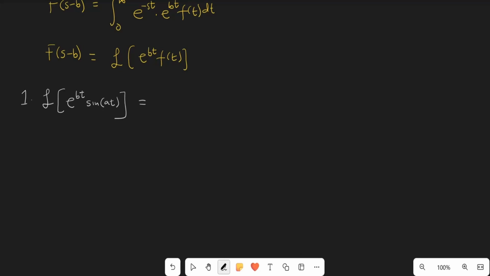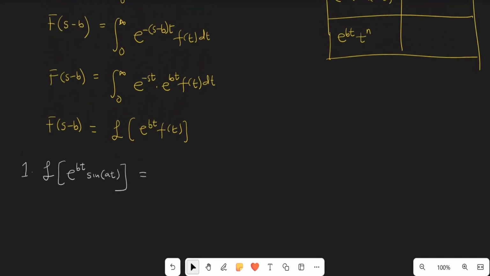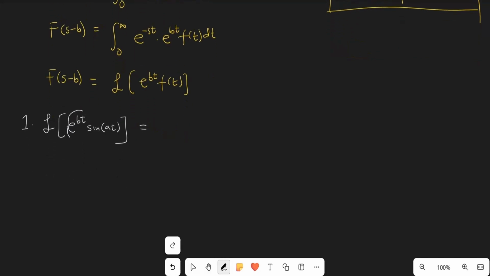So this is equal to what? From what we have, we will have to find the Laplace transform of the function, and the function here is the sine of at. So we find the Laplace transform of the sine of at, and then we shift the variable s by b. So what I have to do here is to pretend as if this one doesn't exist, and find the Laplace transform of sine of at.